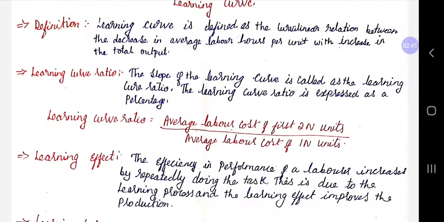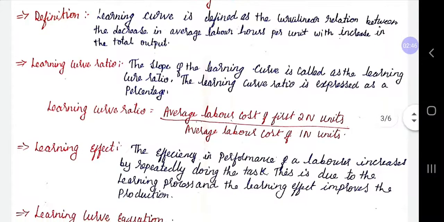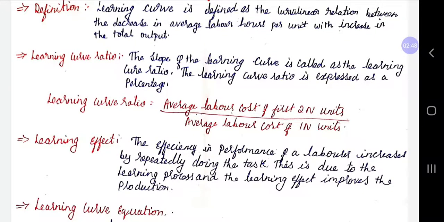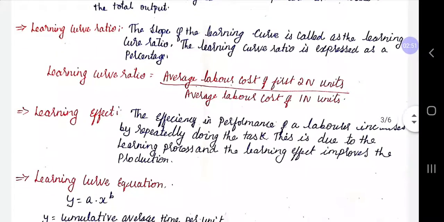Now, learning curve ratio. The slope of the learning curve is called the learning curve ratio. The learning curve ratio is expressed as a percentage. The slope means the fall of the curve. Learning curve ratio is equal to the average labor cost of the first two units divided by the average cost of the first unit. That is, second unit divided by first unit, you will get the learning curve ratio.